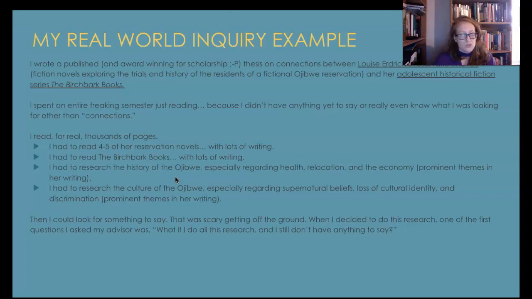in order to just learn, what is the culture? What is all of this? I had to do so much research and all these different puzzle pieces. And when I had all the pieces, it came together and I found something to say. And one of my fears was, what if I don't have something to say? What if I don't get to a thesis?